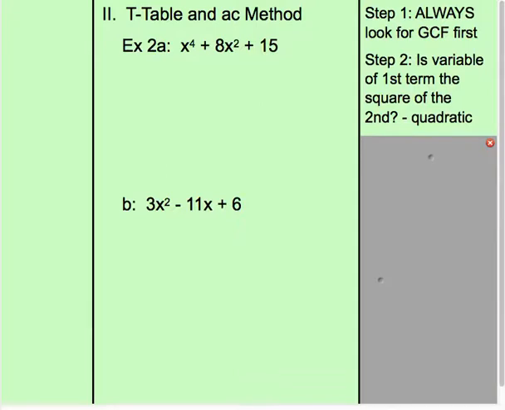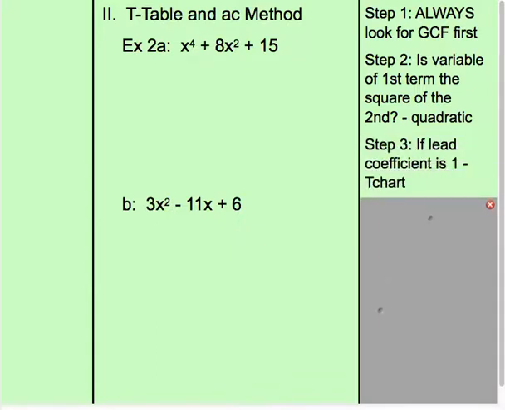Now, technically, this type of factoring, this x to the fourth plus 8x squared plus 15, we haven't really seen before. But if the first variable is the square of the second variable when it's in standard form, when you've got a trinomial, then it's actually a quadratic function. So x to the fourth is x squared squared. So we have a quadratic function, so we're using that T-table method because the lead coefficient is 1. This works a little bit differently, so stick with me until we get to the end of this factoring if you're confused right now. So if the lead coefficient is 1, we're going to use the T-chart.